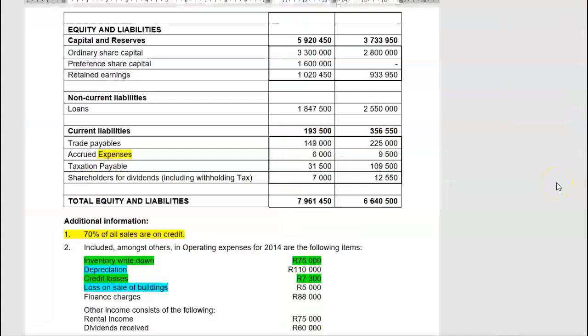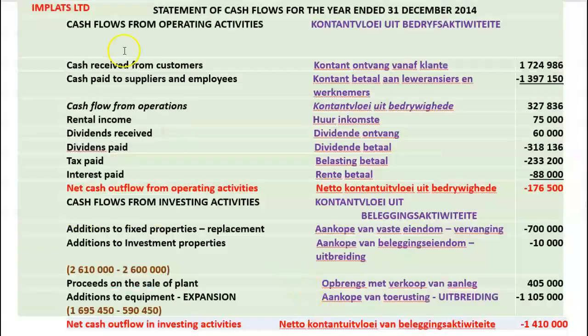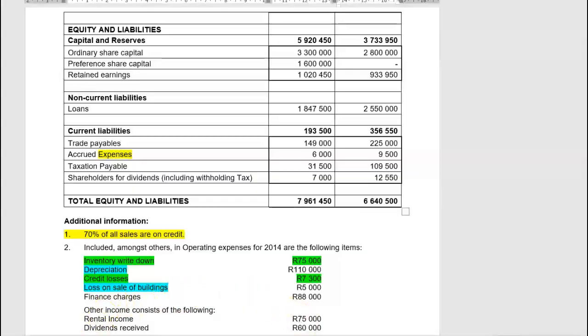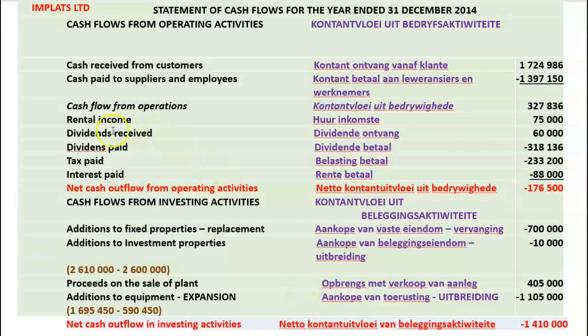Great, now our separately disclosable items. We said we're going to treat rental income as a separately disclosable item. So therefore, on part of my cash flow for operating activities, rental income, 75,000, separately disclosable. Dividends received, that is also separately disclosable income. Dividends received, 60,000.